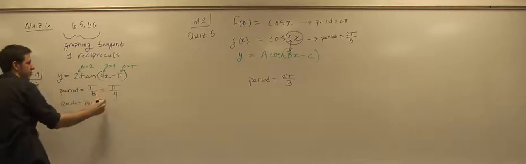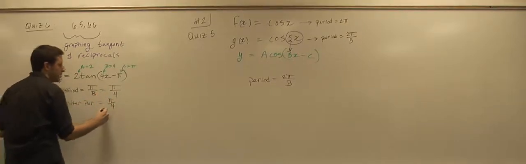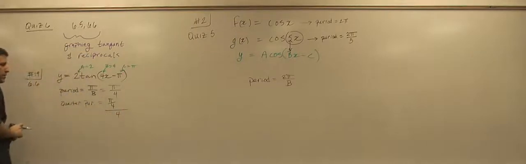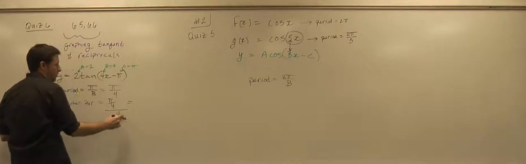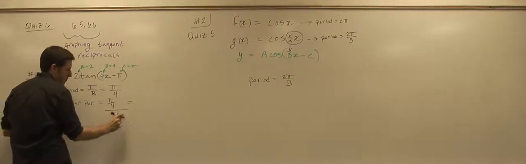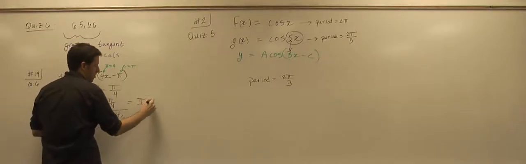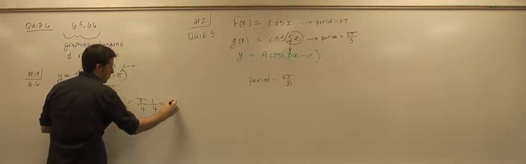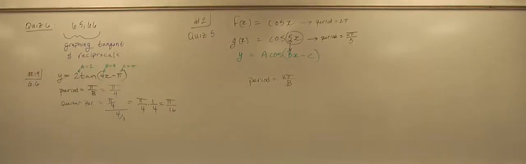When I find my quarter periods, I break this new period into 4 equal pieces, so pi over 4 divided by 4. The 4 over 1 gets flipped up and multiplied. So pi over 16 is my quarter period.